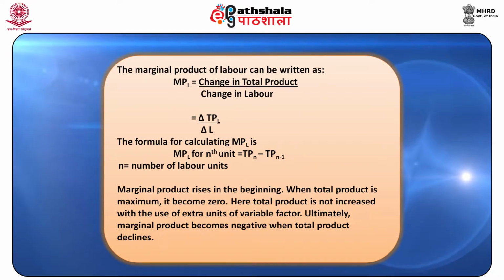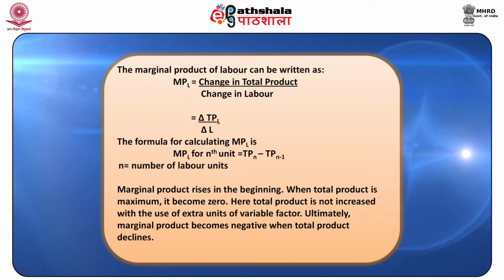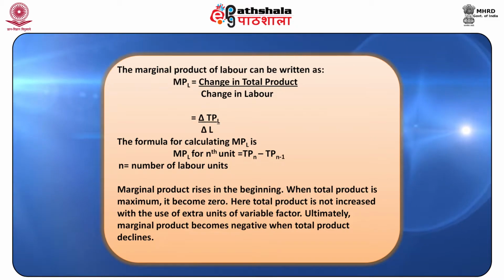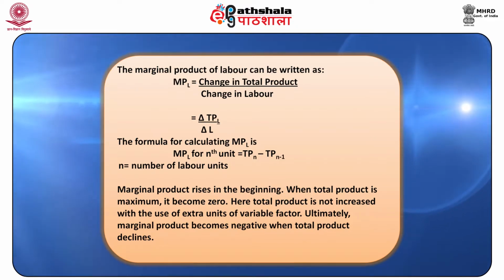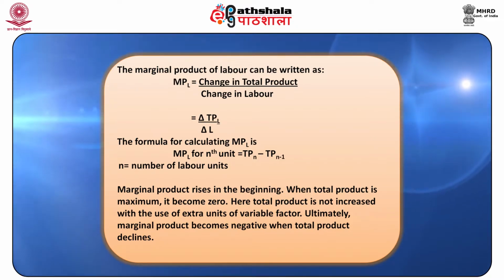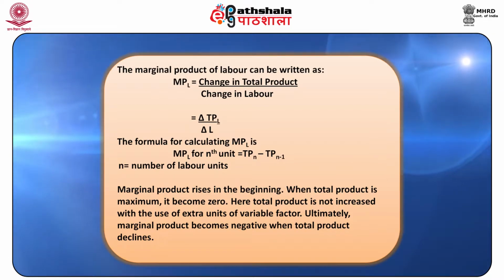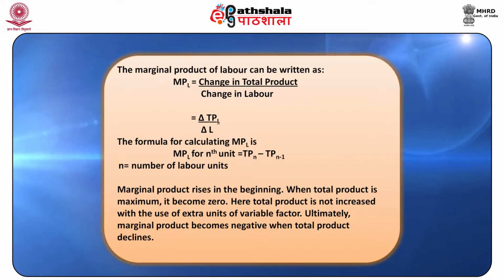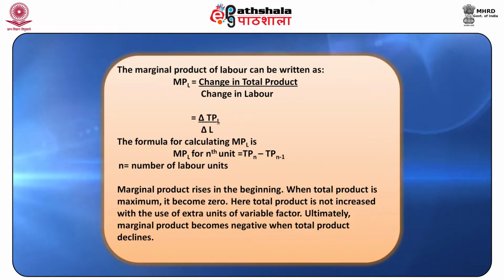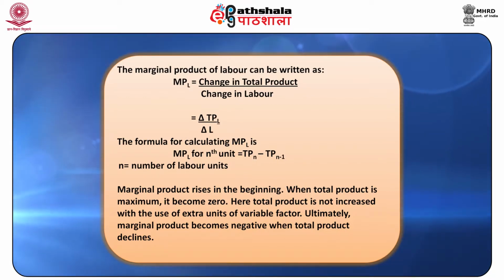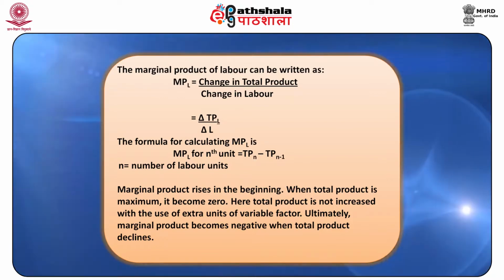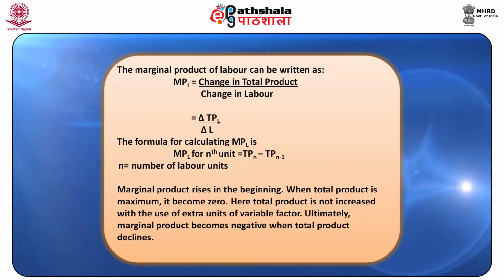The marginal product of labor can be written as MPL is equal to change in total product upon change in labor, which is equal to ΔTPL upon ΔL. The formula for calculating MPL is MPL for nth unit is equal to TPn minus TPn-1, where n stands for number of labor units.